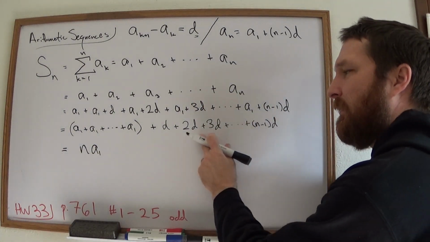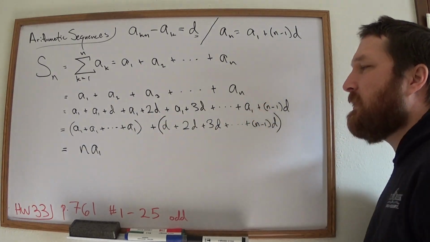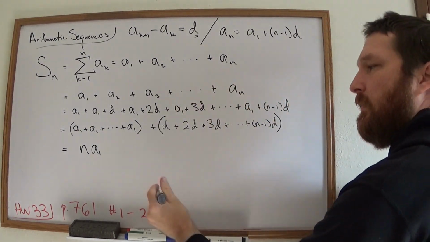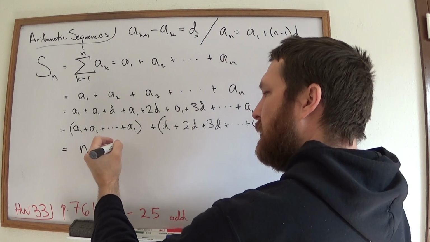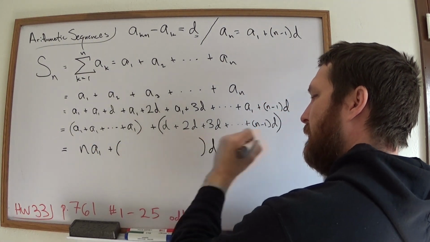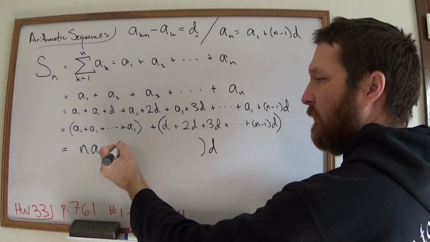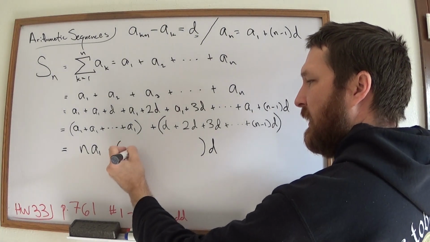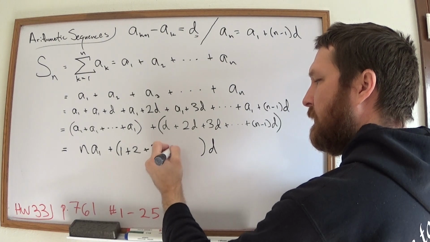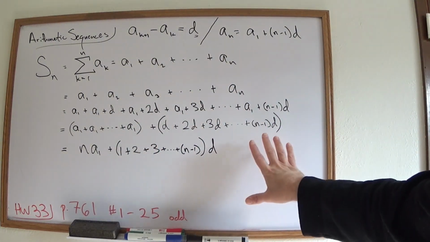Now the cool thing about this is what's left in the rest of this: there is exactly 1D in every one of these terms. So I could factor out that D. As a matter of fact, I think I'm going to factor it out on this side, right there. And what's left? Well, if I pull out the D from here, I'm left with a 1. Pull it out from here, I have a 2. Pull it out from here, I have a 3. All the way up to n minus 1.